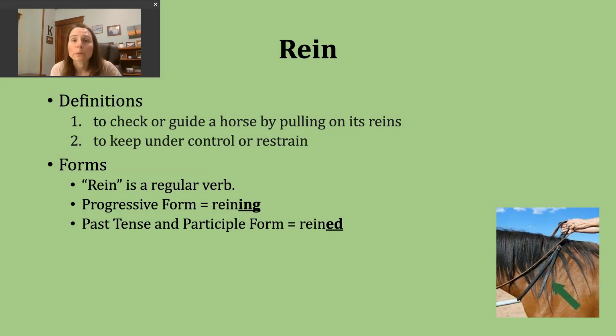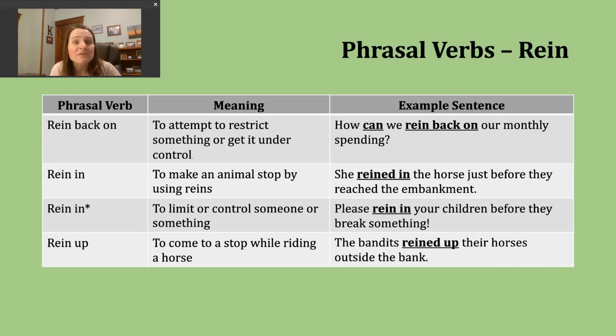The base verb, rein, ends in a voiced N sound. This means our ed ending is just going to make a d sound. So I'm not going to add an extra syllable when I say it. The past tense and the participle form of our verb should sound like this: reined, reined. Okay. Now we do have some phrasal verbs to look at and some more example sentences.